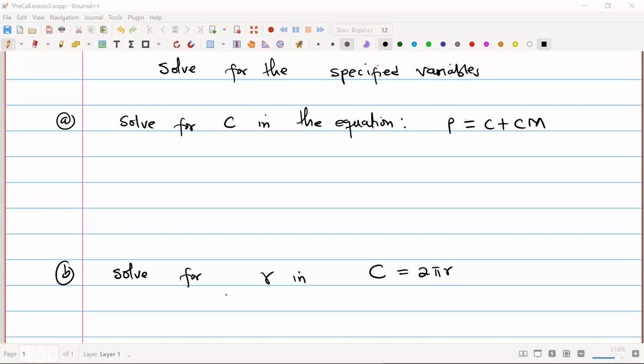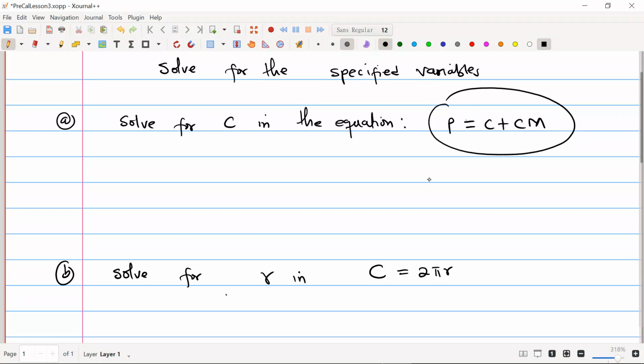Solve for c in the equation. Okay, so in this equation, what we're going to do is solve for c. What it means is this equation is originally solved for p, saying that p is equal to c plus cm, right? So what we want to do is solve for c in this. Some of the actions that we can do in these types of problems are factorization, division, addition, subtraction, and everything. Okay, so first off, we need to make sure that c is just appearing once.